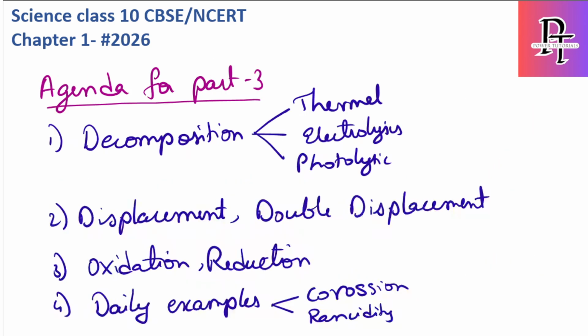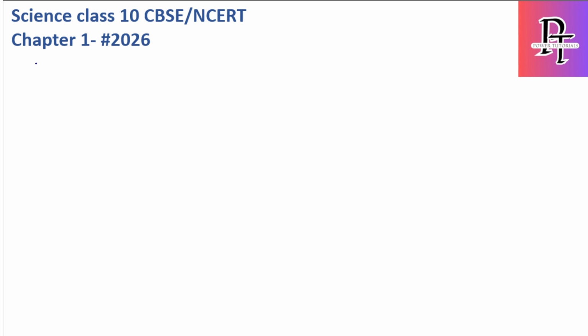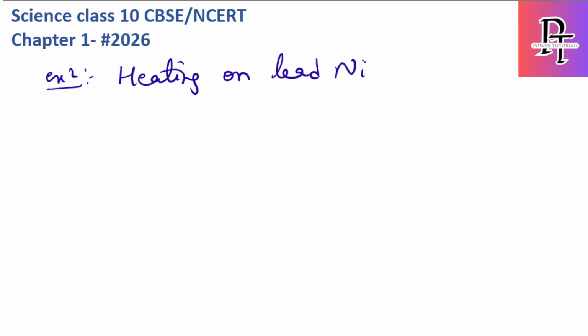Whereas the other two, electrolysis and photolysis, the name itself says it: electrolysis means we are passing current to it, due to which the decomposition happens, and the second is photolysis, which happens with the help of light. We'll cover a few more examples for thermal decomposition. The second example is heating of lead nitrate. If we heat lead nitrate, a decomposition reaction also happens, and this is also heating, so it is thermal decomposition.